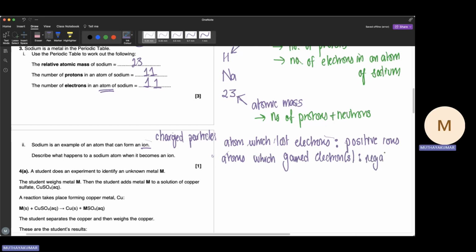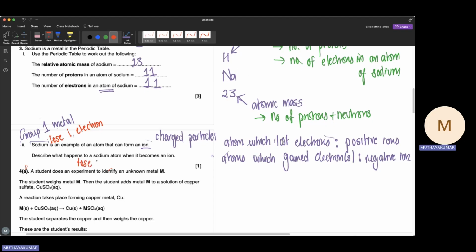Now let's talk about sodium and what we know about sodium. Sodium is a group 1 metal, and what you need to know about group 1 metals is that metals lose electrons, and group 1 metals will lose 1 electron when it becomes an ion.